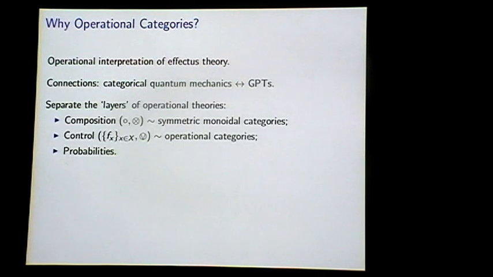In more detail, what's really happening is we're separating out the different aspects of an operational theory. So we already knew that we could do the compositional aspects using the notion of the monoidal category, and now we're just saying that we can also treat the control aspects, so the tests and the coarse graining and all of these things, again using other categorical features, which are what you get in an operational category.